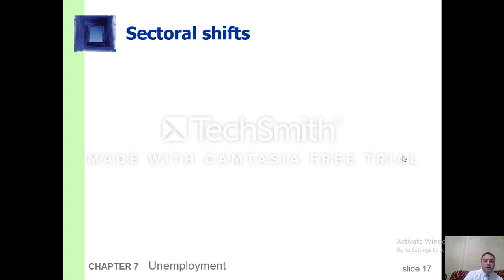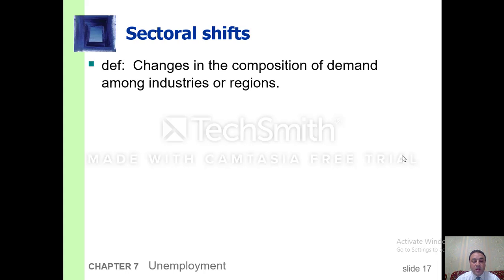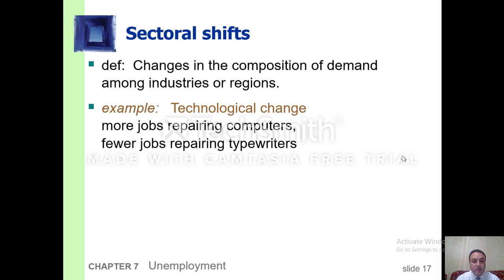So, related to frictional unemployment, we also have the sectoral shifts. The sectoral shifts happen with changes in the composition of demand among industries or regions. The changes in the composition of demand among industries or regions. What does this mean? For example, technological change.